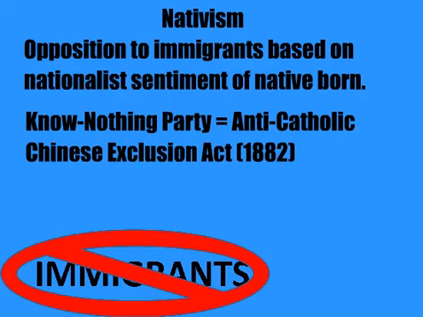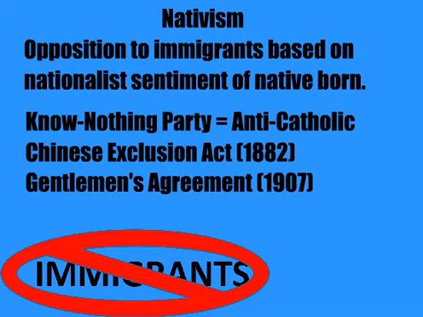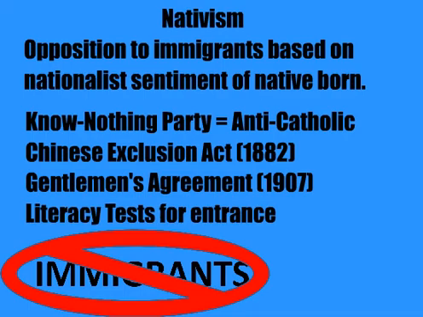The Chinese Exclusion Act of 1882 limited Chinese immigration. The Gentleman's Agreement of 1907 led Japan to agree to limit emigration from their shores. Even a literacy test was used for a time to limit entry into the U.S.